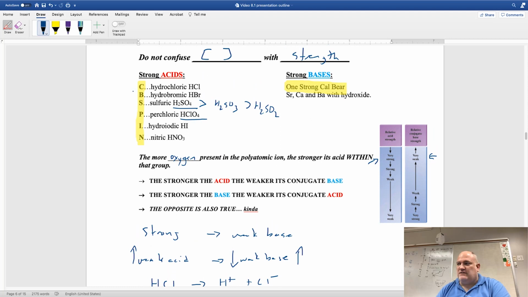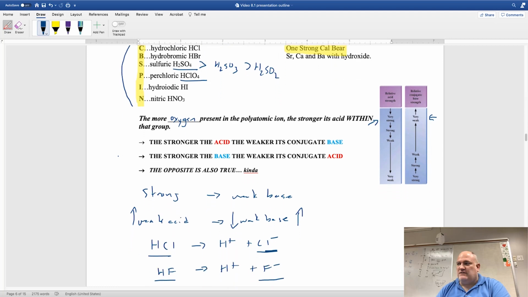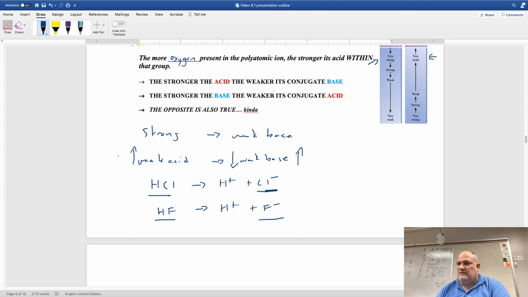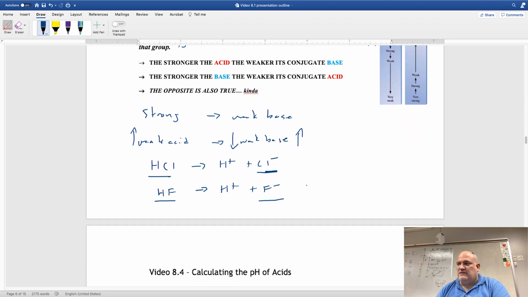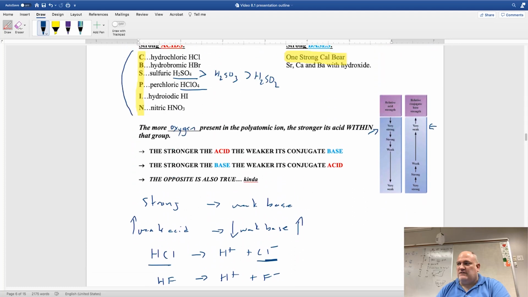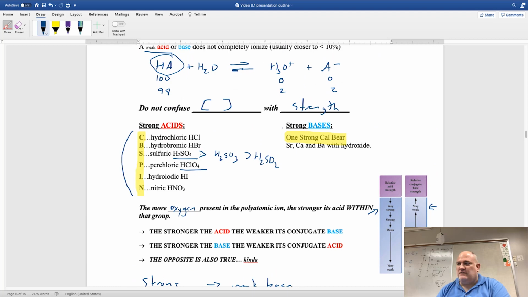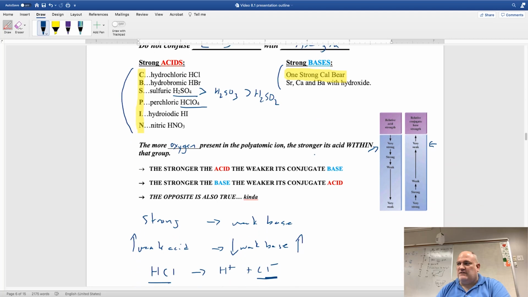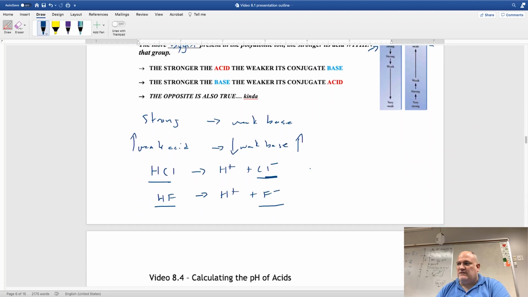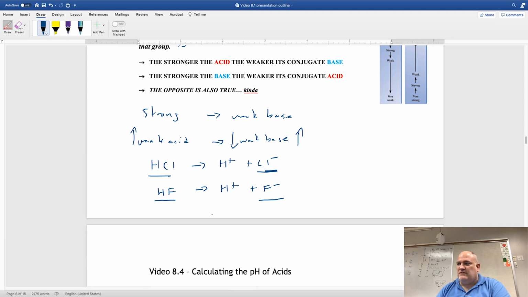So another way of saying this is that these 6 things here, their conjugates are the only things that produce strong acids. Every other acid is going to be a weak acid, and it's going to have a weak conjugate base. The same thing is true. These are the only group 1s, and calcium, strontium, and barium are the only strong bases, which means that every other base is a weak base. So the conjugate of a weak base is going to be a weak acid.